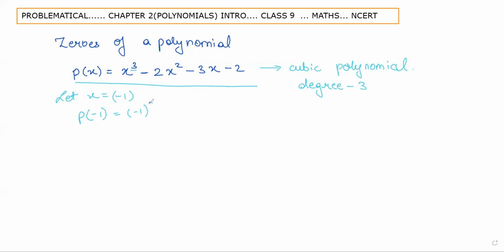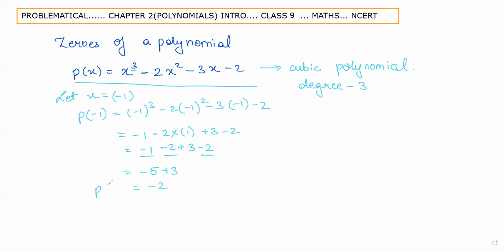So minus 1 whole cube, minus 2 into minus 1 whole square, minus 3 into minus 1, minus 2. This is minus 1, minus 2 into minus 1 square is plus 1, so minus 2; minus 3 into minus 1 is plus 3, minus 2. So this is minus 1, minus 2, plus 3, minus 2. This can be written as minus 5 plus 3, which is equal to minus 2.